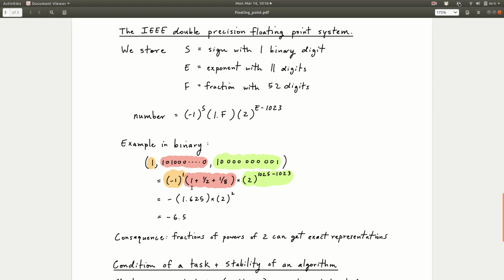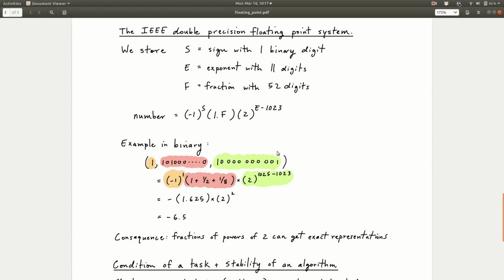So our fraction part is going to be 1 plus 1/2 plus 1/8. And just to remind you, the 1 comes from the convention that we always start with a 1 here. The 1/2 comes from the first digit, and the 1/8 comes from the third digit. And then the rest of them are 0, so those don't get represented here. So this is the fractional part. And then the exponent is going to be this number minus 1023.